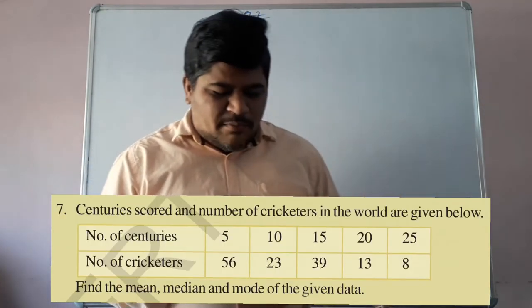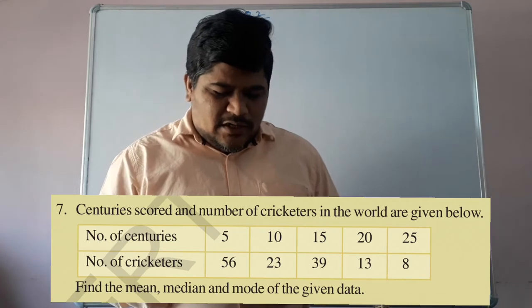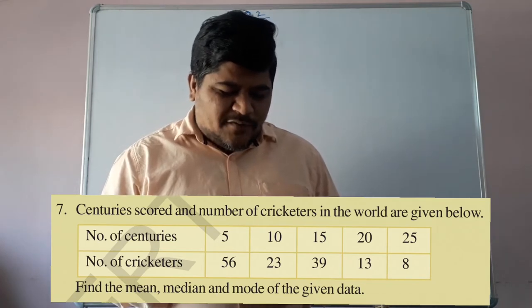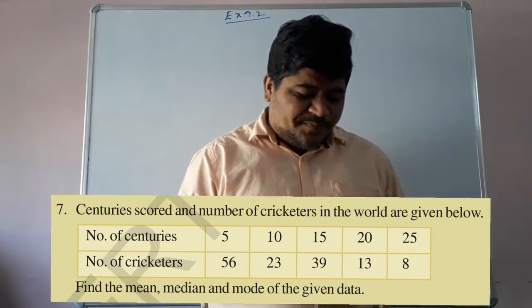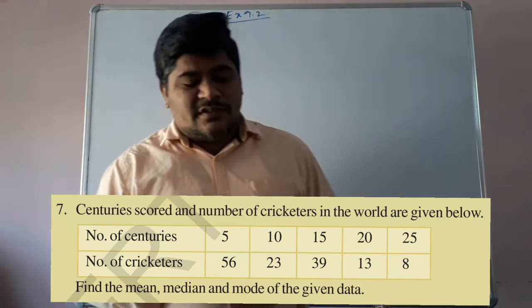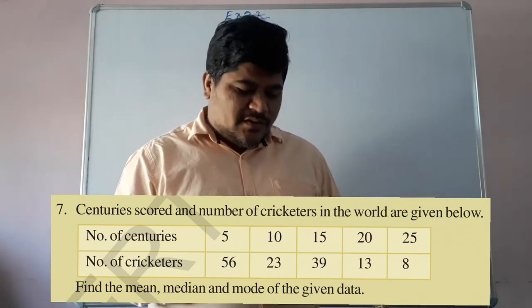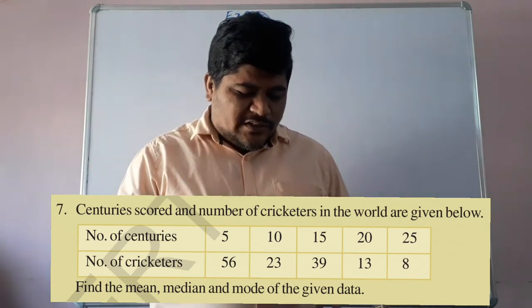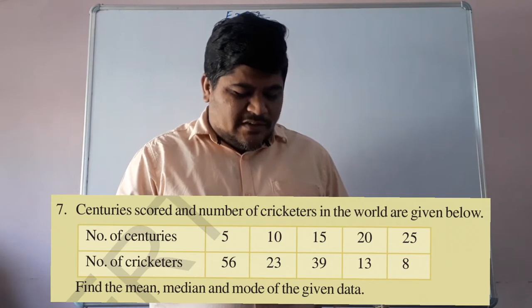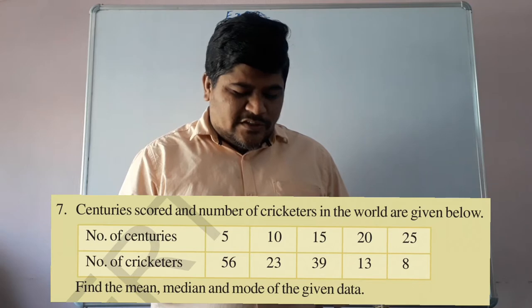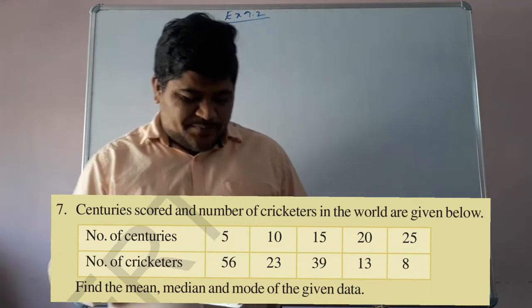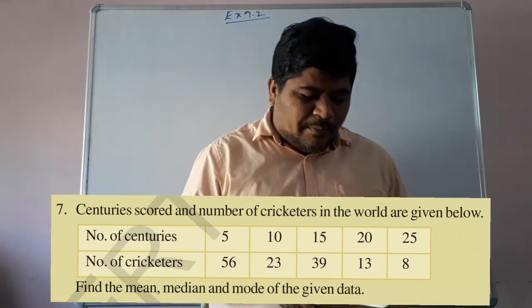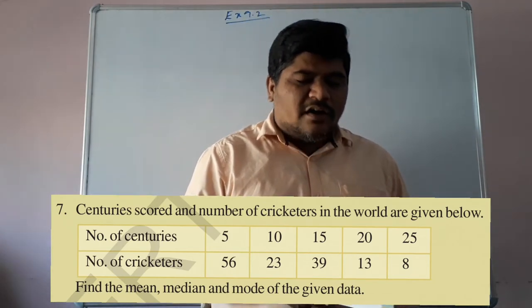Centuries scored and number of cricketers in the world are given below. Number of centuries is in the first row, number of cricketers in the second row. So number of centuries are the observations, number of cricketers are the frequencies. 5 centuries, 56 cricketers. 10 centuries, 23 cricketers. 15 centuries, 39 cricketers. 20 centuries, 13 cricketers. 25 centuries, 8 cricketers. Find the mean, median and mode of the given data.